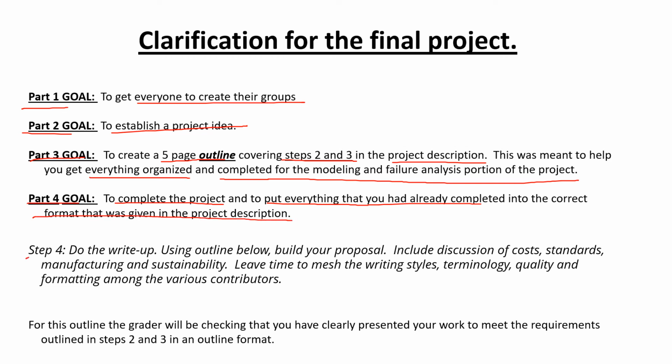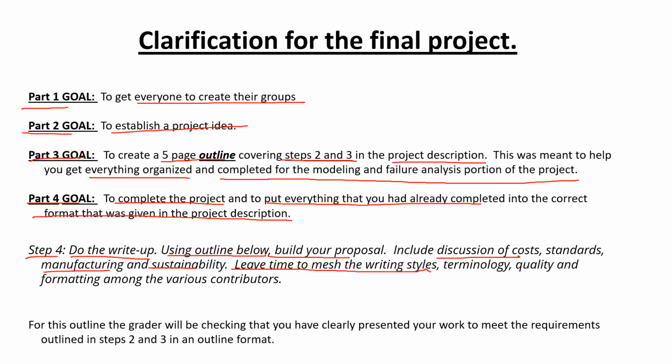Now, summary here, step 4. What you're going to be doing in step 4 is the write-up. Using the outline that we discussed, you're going to build your proposal, include discussions on cost, standards, manufacturing, sustainability, and again, leave that time to make sure at the end when you submit the report that you've meshed together those writing styles, terminology, units, quality, and formatting for all the various contributors within your group.